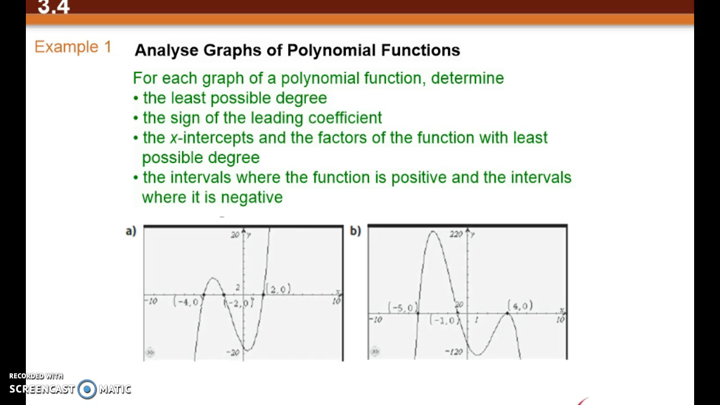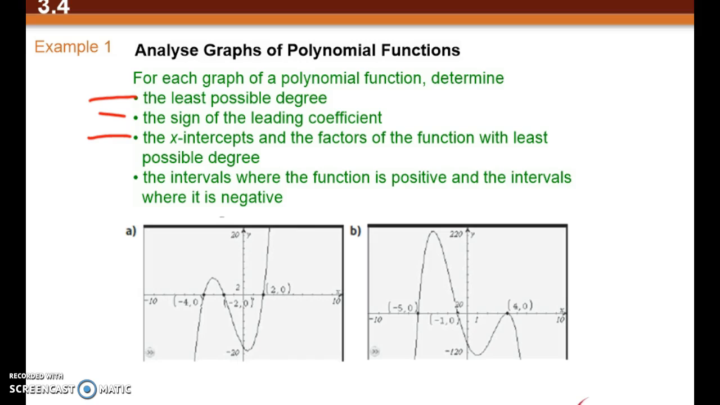Okay, example 1, page 138. We have these graphs, and it says, for each graph of the polynomial function, determine the least possible degree, the sign of the leading coefficient, the x-intercepts and the factors of the function with the least possible degree, and the intervals where the function is positive and the intervals where it is negative.